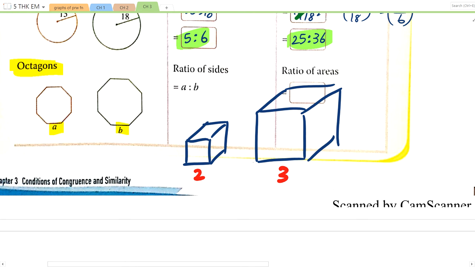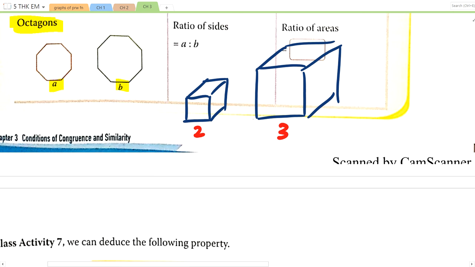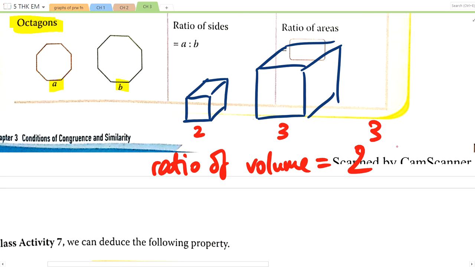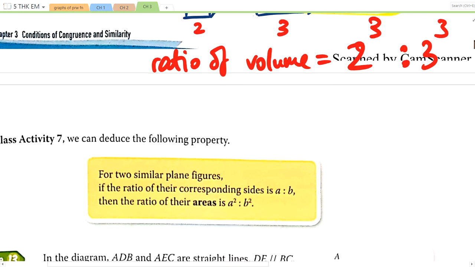What is the ratio of volume? 2 cube to 3 cube. Yeah, you're right. Ratio of volume equals 2 cube to 3 cube, for the same reason that we're going to explore later on. Because it will be 2 times 2 times 2 to 3 times 3 times 3, which is 2 cubed to 3 cubed.